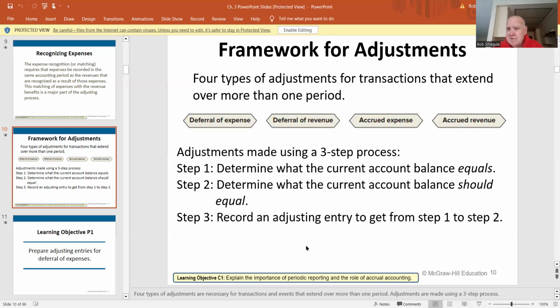Accruals, an accrued expense, an accrued revenue, means that an expense has occurred and we're now recognizing it even though we haven't paid it yet. Same thing with accrued revenue. We might have some accrued interest from somebody.